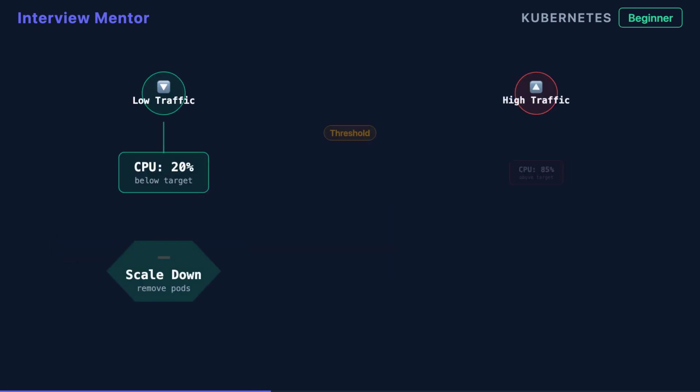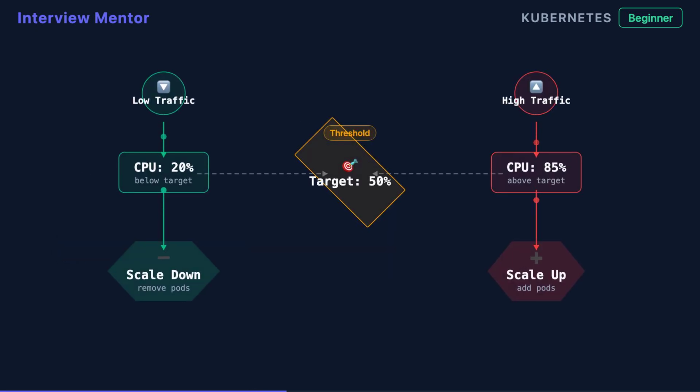Scaling happens when metrics cross target thresholds. If CPU usage exceeds your target percentage, HPA scales up by adding pods. When usage drops below the target, it scales down by removing pods. This keeps your application responsive during traffic spikes while saving resources during quiet periods.